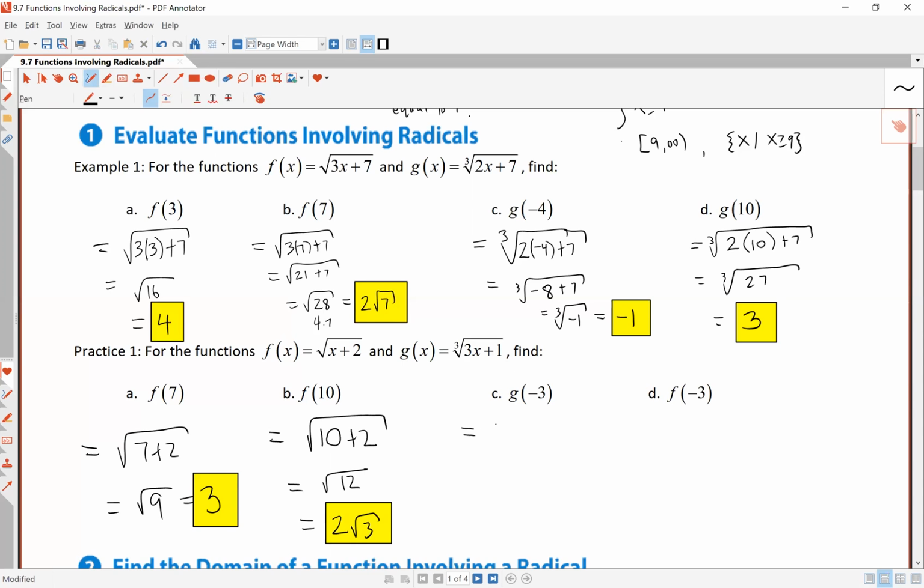G of -3. We take the cube root of, the input gets multiplied by 3, and add 1. So that's the cube root of -9 plus 1, which is the cube root of -8. Cube root of -8 is -2 because -2 cubed is -8.